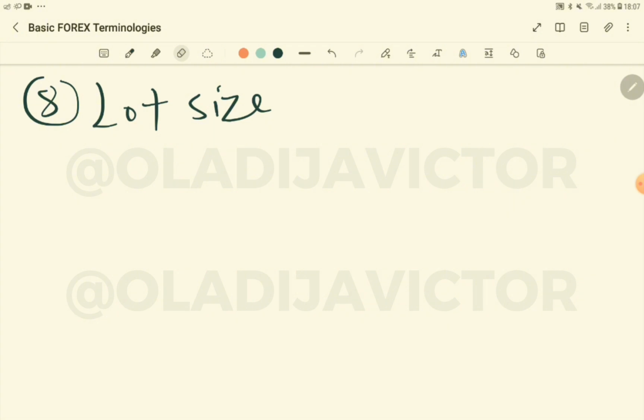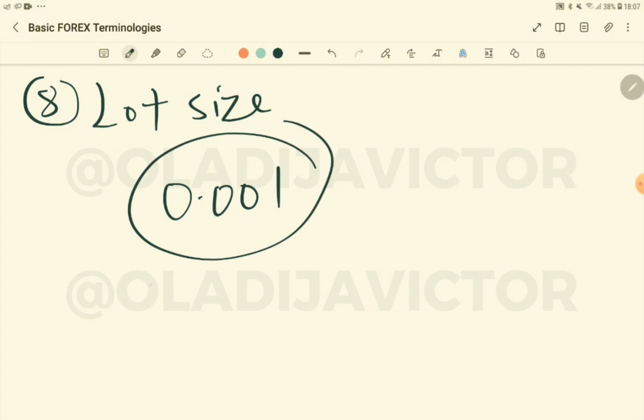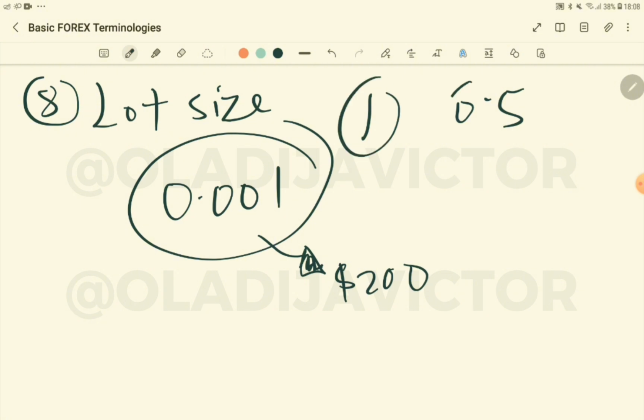So the idea is, I have $100. I want to get to $200. If I use a smaller lot size, maybe 0.001, it is going to be very slow. Maybe it will take me 2 months, or 5 months or 10 months to change $100 to $200. But somebody who uses one lot size or 0.5 might get there in 1 week or 2 weeks.